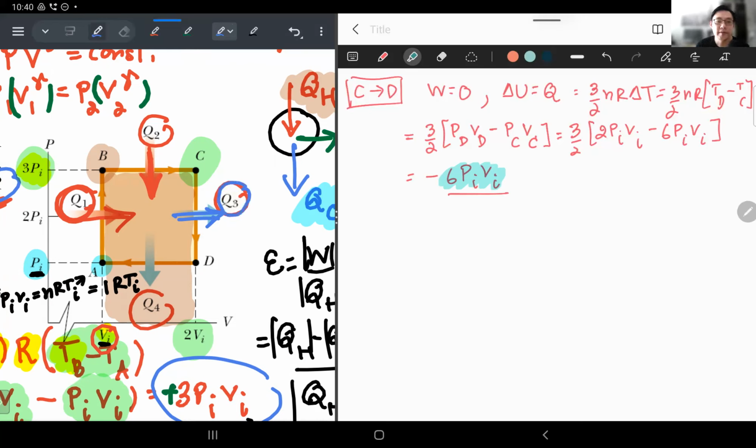So that's Q3 in the diagram, leaving the system, 6 P sub I, V sub I. All right, last one, guys. Almost done.